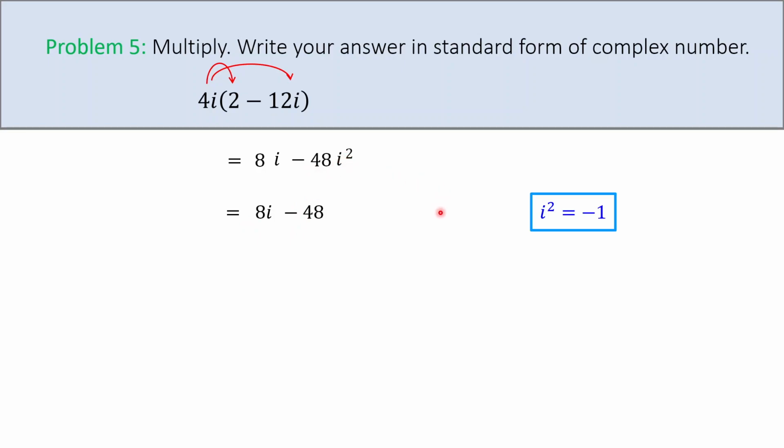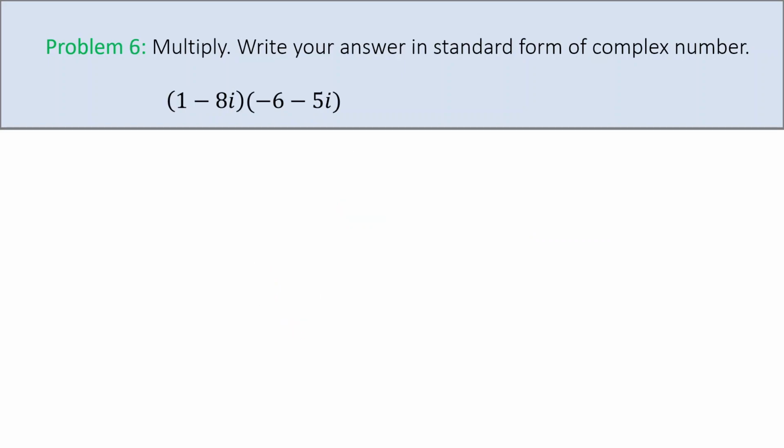This i squared is equal to negative 1. So you need to substitute negative 1 for i squared. Equal to 8i, minus 48 times negative 1 is positive 48. Now you need to write this in standard form. Write the real number, the real part, then the imaginary part: 48 plus 8i.